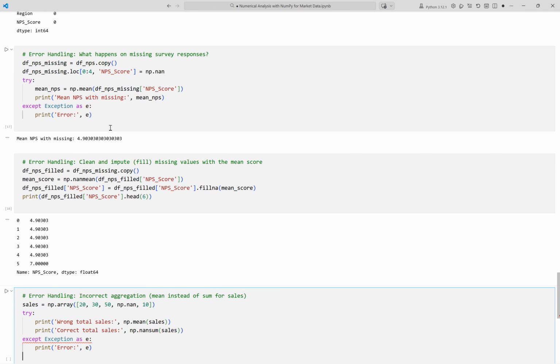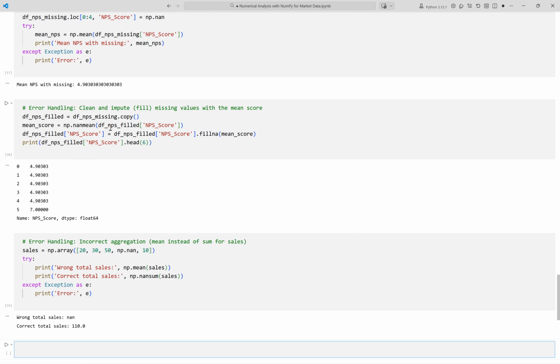Running the cell now. This output highlights a common pitfall in handling market data, using the mean instead of summing sales figures, especially when the dataset contains missing values, NaN. Notice that taking the mean results in NaN due to the presence of a missing value, while using np.nansum correctly ignores NaNs and returns the total sales of 110. This underscores the importance of choosing the right aggregation function and properly handling missing data to get accurate insights from sales data.